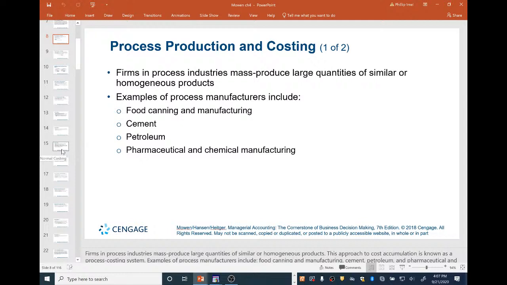Process production and costing. This is where these firms have a lot of the same type of products or services, where the goods are homogeneous, right? So they're a lot alike. For example, here they're saying cement or petroleum. If you're producing cement, then it's going to be the same, whether you're putting in a 50-pound bag or an 80-pound bag or whatever it might be. The actual product itself is going to be the same.